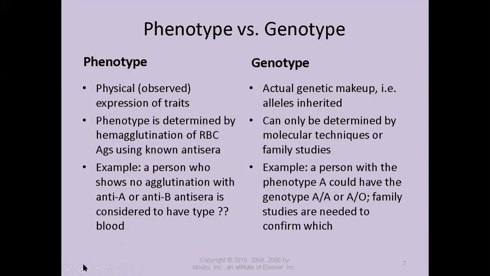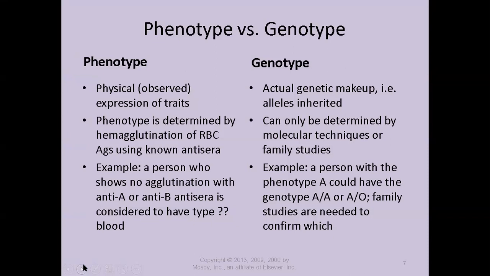With blood banking, it's important to differentiate between phenotype and genotype. We'll be talking a little bit about this in Lab 1 as well. So when we talk about phenotype, these are physically observed expression of traits that we may see in some of our testing. The phenotype with blood banking is determined by the agglutination of red cell antigens when we use known antisera. Okay, so it's phenotype. It's a physical expression of a trait.